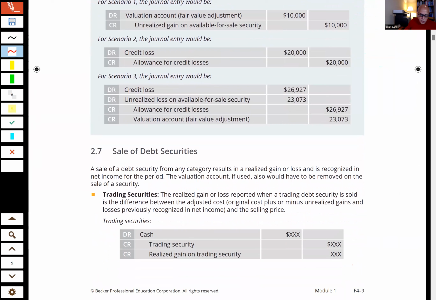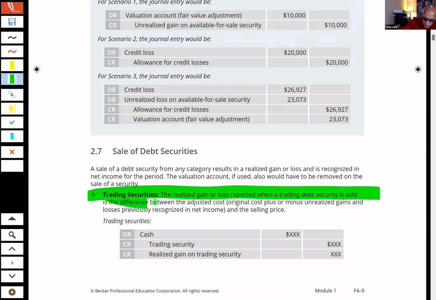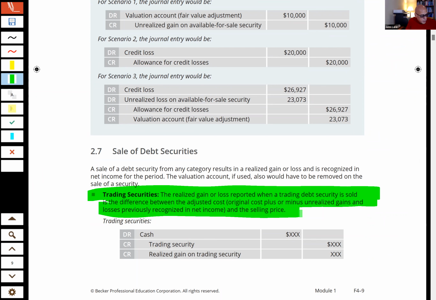Trading securities always take the amount to net income. The difference between the cost and the amount that you sell it for will always go into net income. And when you ultimately sell an available for sale security, the difference between what you pay for it and what you sell it for also goes into net income ultimately. Okay, good.